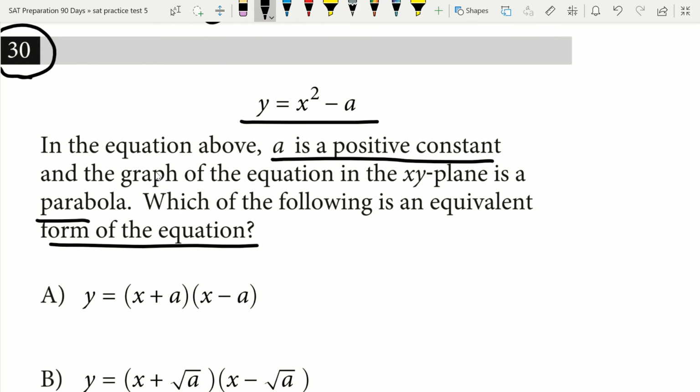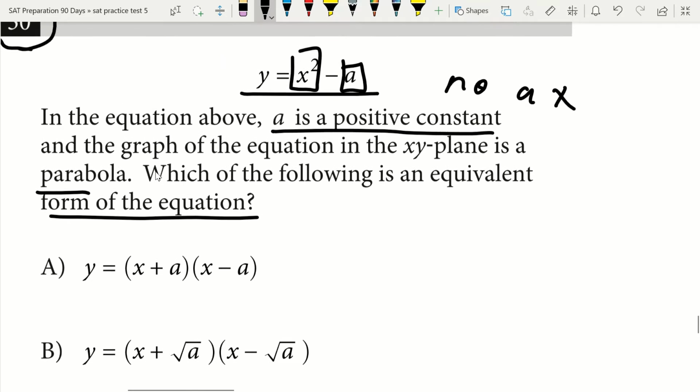The first thing that jumps out to me right away is that I have x squared and I have minus a, but I don't have any ax term. So immediately what I'm thinking, since there's no ax term, is that this is likely the difference of perfect squares. Now, if you don't know what the difference of perfect squares is, I'm going to show you right now. I'm actually going to use the correct answer to illustrate my point here.